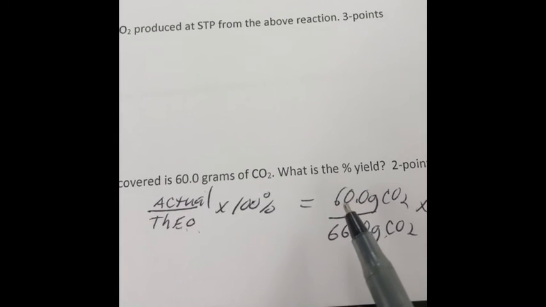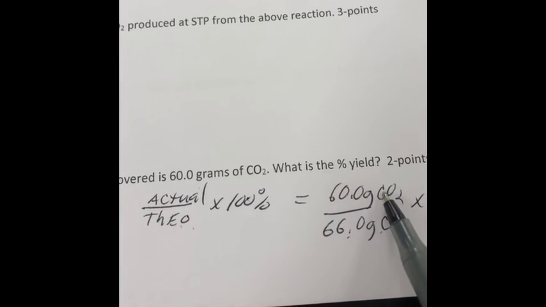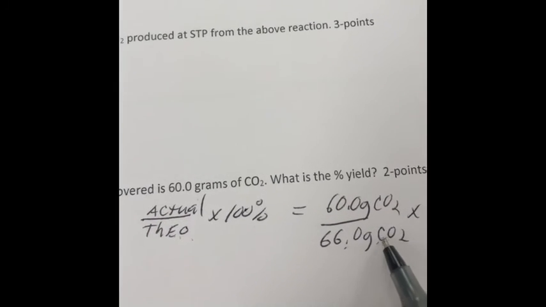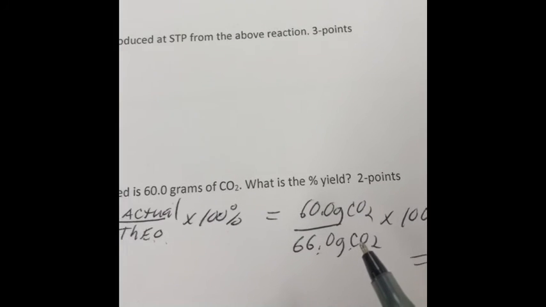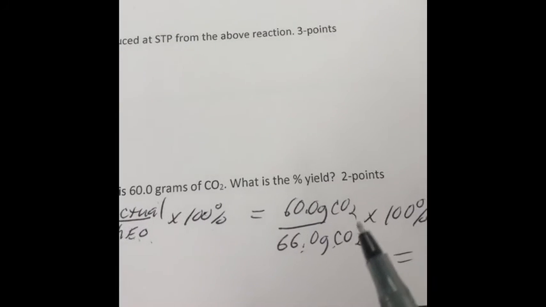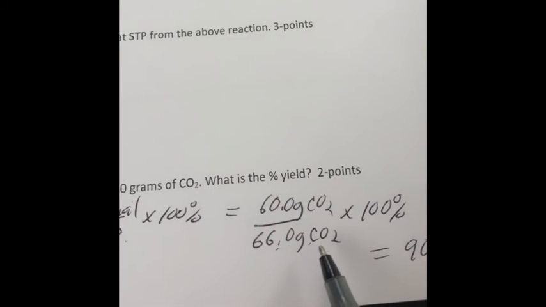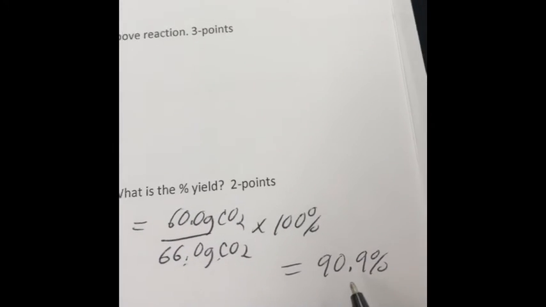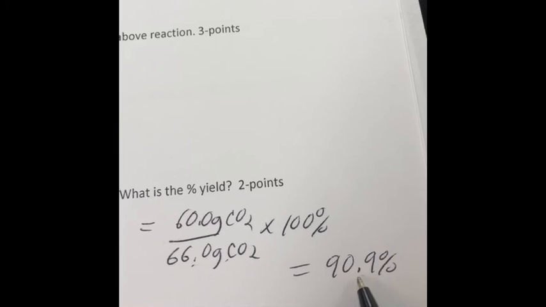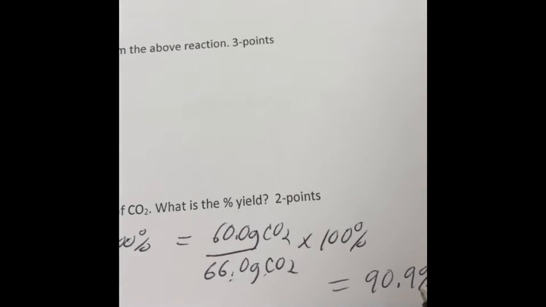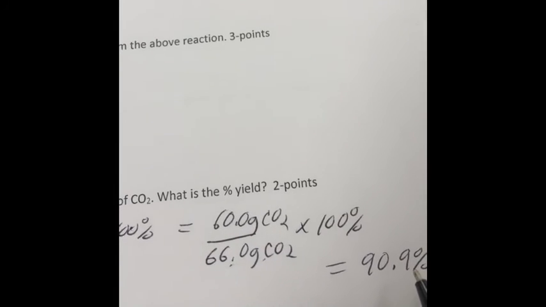But we only recovered 60 grams. So we lost a little bit. It's not like that wasn't formed. This was formed, but we lost it in the collection process. So we have the actual yield divided by the theoretical yield times 100, and it looks like we're at a 90.9% yield.